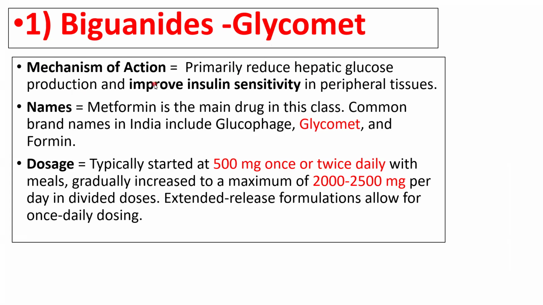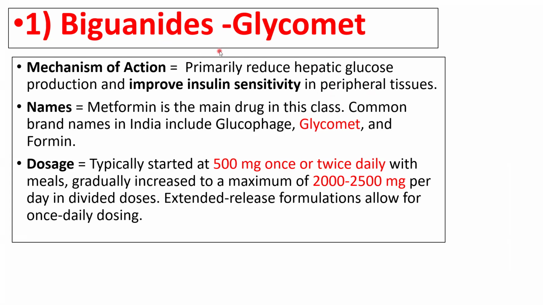And number 2, improve the insulin sensitivity in the peripheral tissue. That means they are acting on the receptors. Try to understand. Peripheral tissues means the cells of the body, the whole body, from brain to my foot. Everywhere there is a cell. Muscles have cells. Liver cells, kidney cells, brain cells, heart cells, intestinal cells. Each and every cell has the receptor for insulin. So those receptors are stimulated by biguanides.